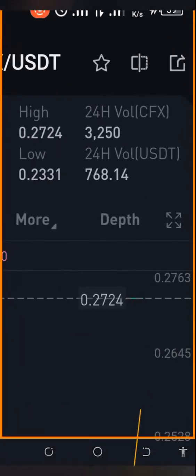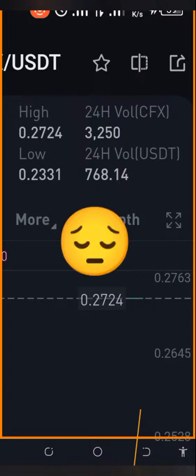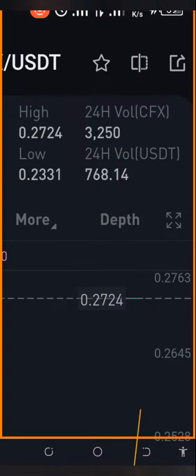See it. Just look at this. The entire liquidity is 768 USDT. That is poor. That is poor. Wow. I didn't check this. I mean, oh my God.